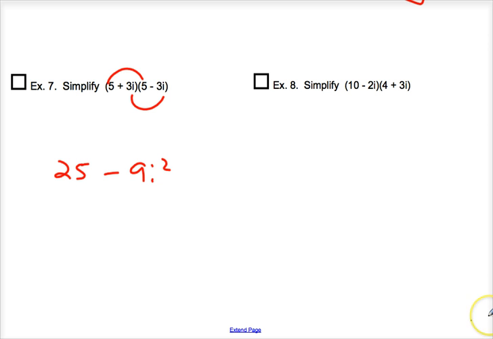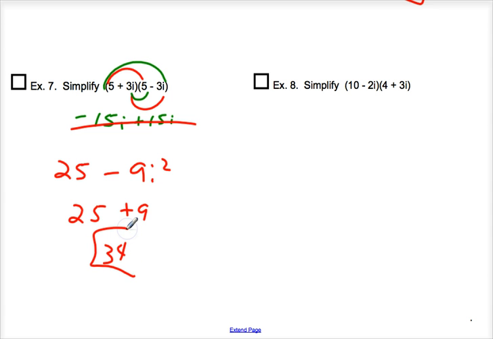The middles would cancel out. If you did 5 times -3i, you get -15i. And if you did 3i times 5, you get +15i. Those cancel. You want to recognize that if you're multiplying conjugates, the middles will cancel. That'll save you some time. So those would go away anyways. You'd be left with 25 minus 9i squared, which is the same as 25 plus 9. Minus 9i squared is just +9, because you're taking that -9 times -1. So then your final answer is actually a real number, 34. That's kind of cool, isn't it?